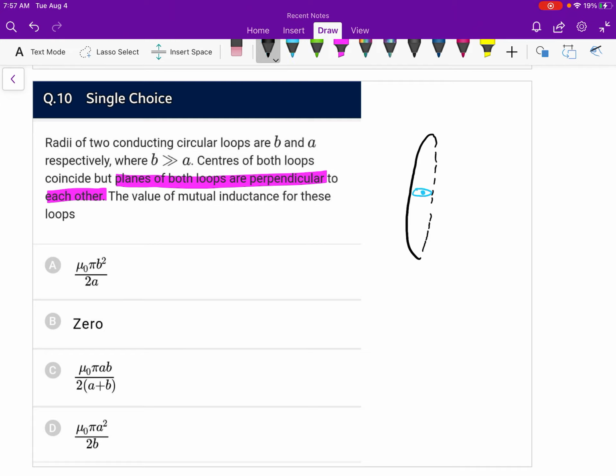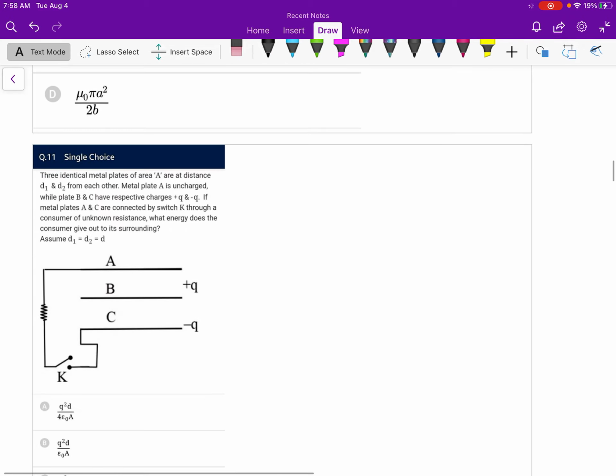When current flows in the outer loop, the magnetic field is parallel to the plane of the inner loop. So in the case of mutual inductance, which is the number of turns in 1 times flux in 1 due to 2 upon current of 2, the flux in 1 due to 2 is 0, as the magnetic field is parallel to the plane of the coil. This is coil 2 and the inner one is coil 1. So magnetic field B2 is parallel to the plane of coil 1. So flux is 0 and therefore the mutual inductance coefficient is 0.